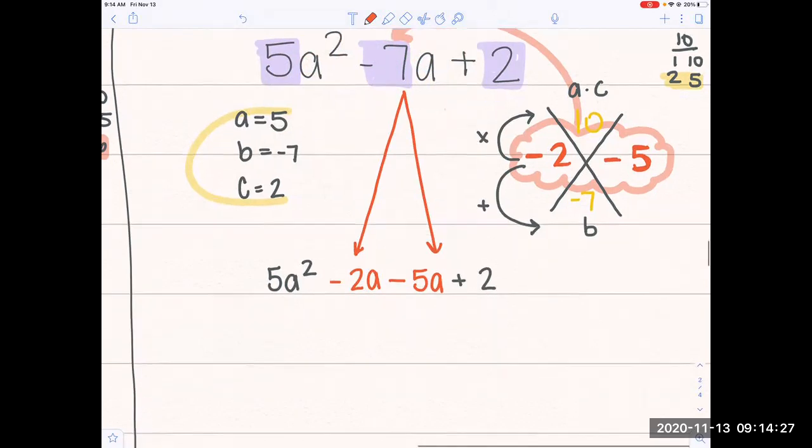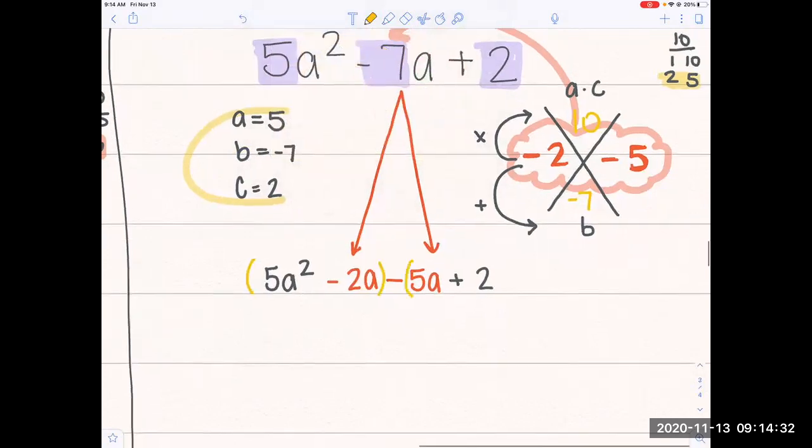All right, so I'm going to do factor by grouping. So I'm going to group up the first two, group up the second two. I've got 5a squared minus 2a. Well, 5 and 2 don't have anything in common, but a squared and a have an a in common. So 5a squared, take out an a, is going to give me 5a. Negative 2a, take out an a, is going to just leave me with negative 2.